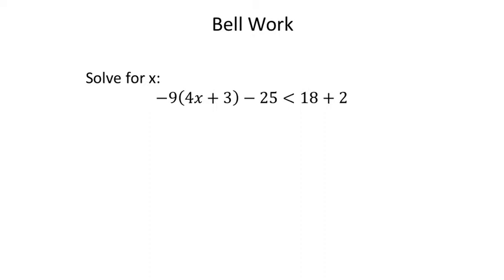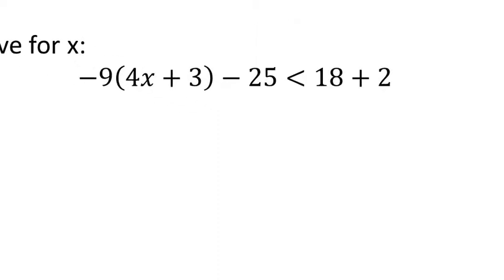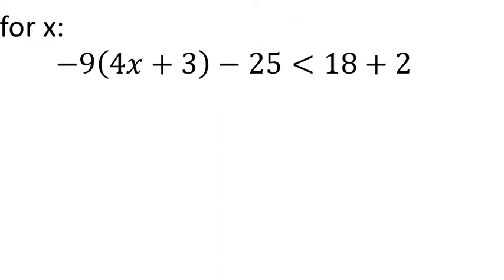All right, for this bell work, we got an old-fashioned inequality just like we saw from last time. So we're going to solve this inequality, okay? But we solve it just like we would an equation, just with one exception. If we ever multiply or divide both sides by a negative, then we know to flip the inequality.